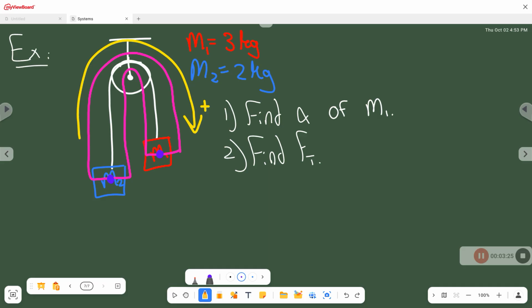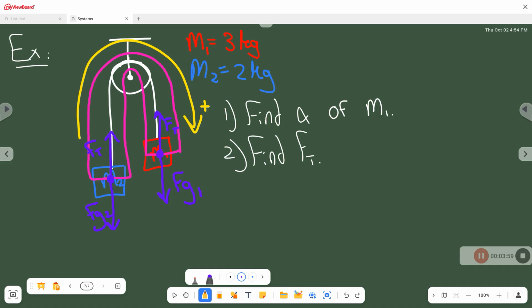So for M1 here, I have a force of tension, and then I have Fg, force of gravity, and I'm going to label that as Fg1 because I know in the future that M2 is going to have a different amount of force of gravity, so I'm just getting ahead of that there. Speaking of M2, again, we have force of tension, and like I was saying earlier, force of gravity, and we're going to label that as Fg2 because this is the force of gravity from object 2.